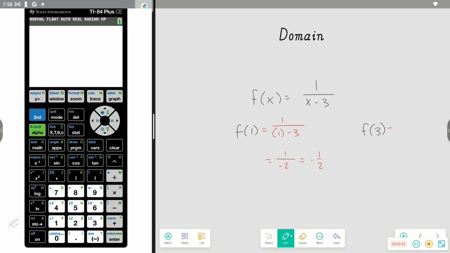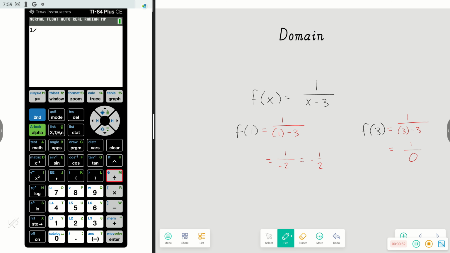However, if you look at this one, if I plug in 3 here, we get 1 over 0. If you type 1 divided by 0 in your calculator, it's always going to say domain error or some kind of error. That's because this is actually not included in our domain.